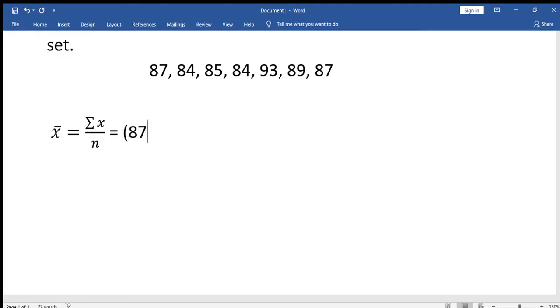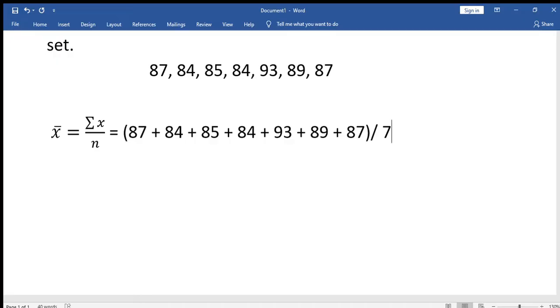So here we have 87 plus 84 plus 85 plus 84 plus 93 plus 89 plus 87. Then this will be divided by 7. Why 7? Because there are 7 scores. The number of the scores or cases that are present in the given distribution.